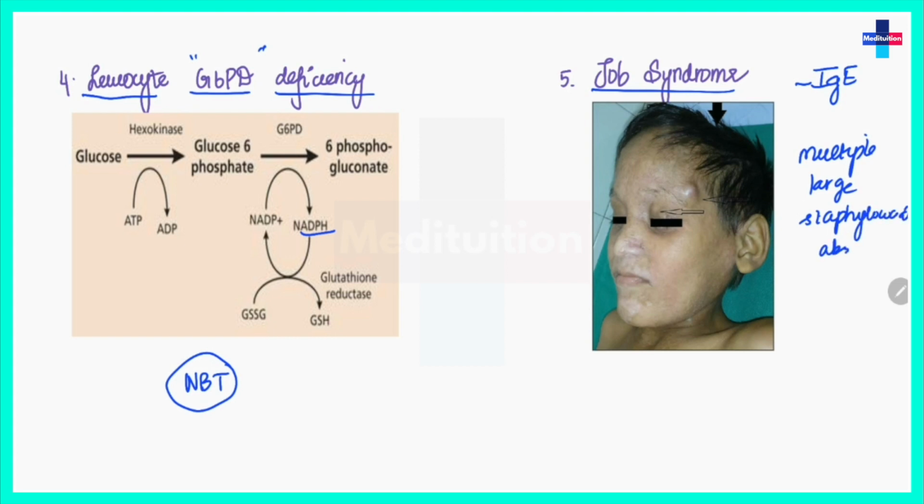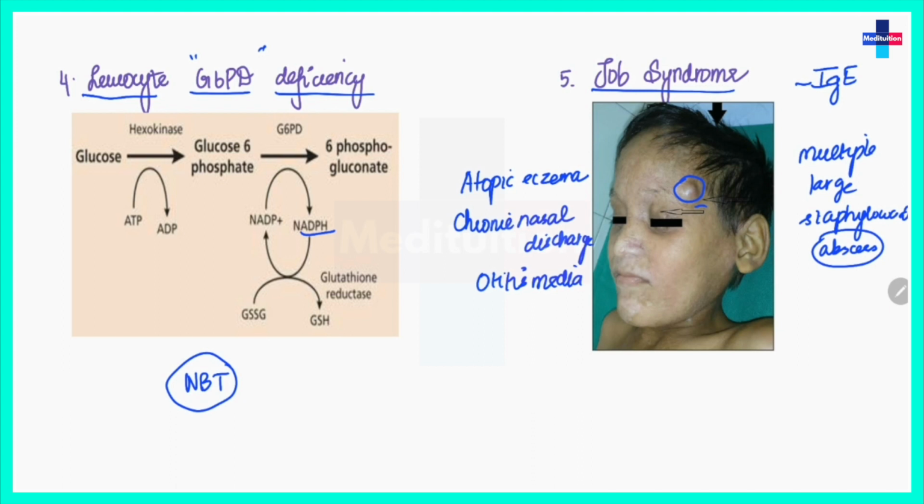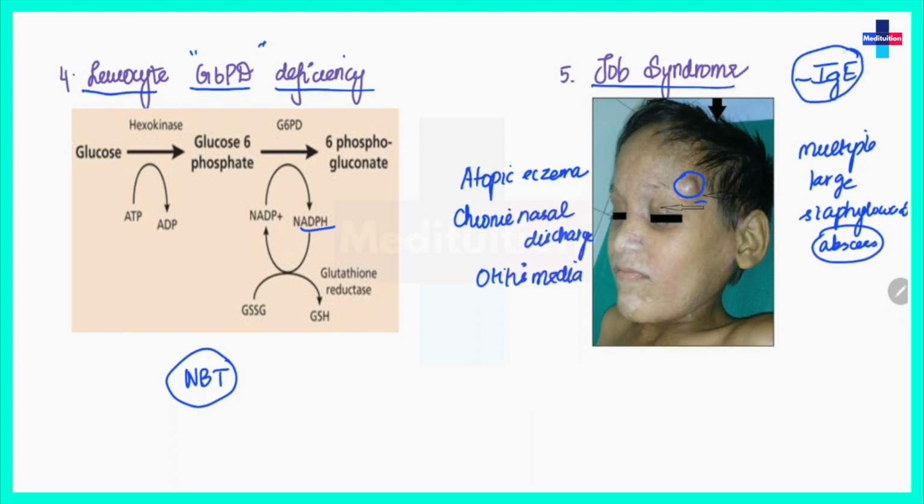So these abscesses containing very large amount of pus, they develop repeatedly under the skin, and they also develop in various organs, and this person can also get atopic eczema, chronic nasal discharge, and otitis media. But the most common manifestation is these abscesses that will develop under the skin. And in Job syndrome, immunoglobulin E is elevated, but other immunoglobulins are normal.